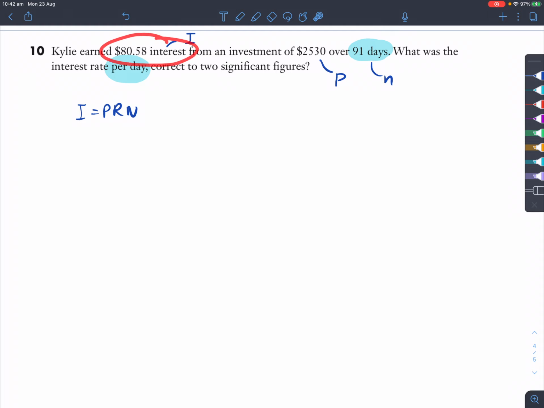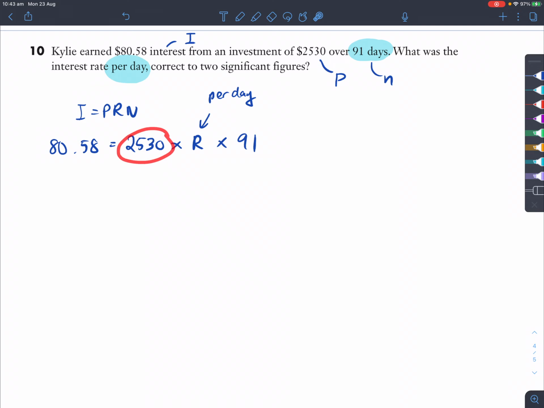So our interest is $80.58. Our principal is 2,530 times our rate, which we don't know, and remember this is per day, not per year anymore. And we have to multiply this by the number of days, which is 91. So now if we move these two numbers to the other side and divide it from $80.58, we get this result.